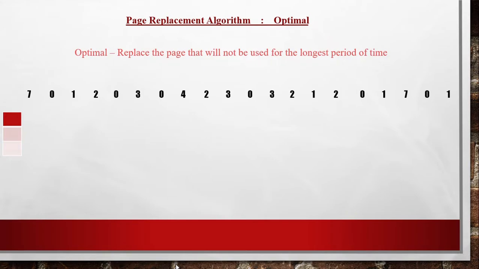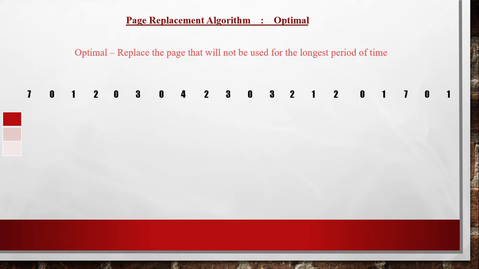Today we are going to discuss the page replacement algorithm optimal. In our previous video we discussed the previous two page replacement algorithms, that is FIFO and LRU. Today we are going to discuss the optimal page replacement algorithm.